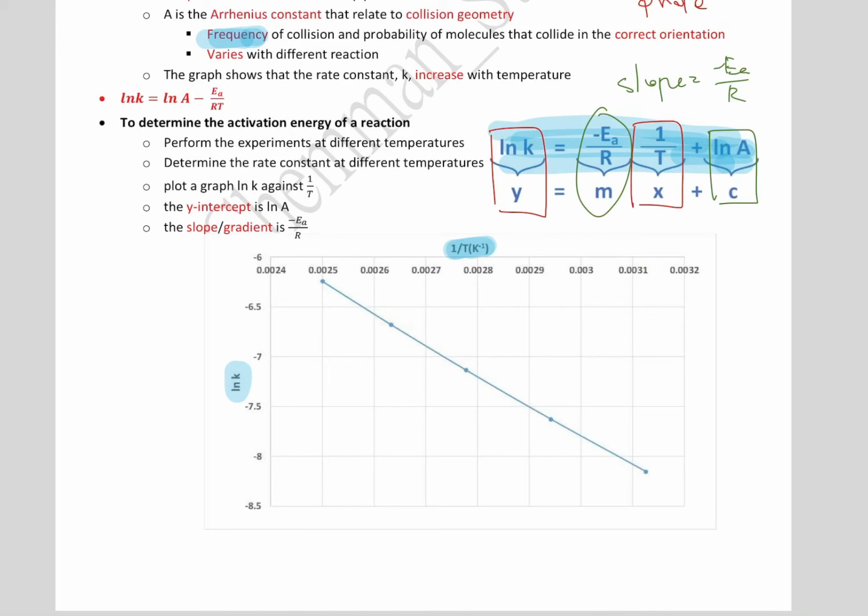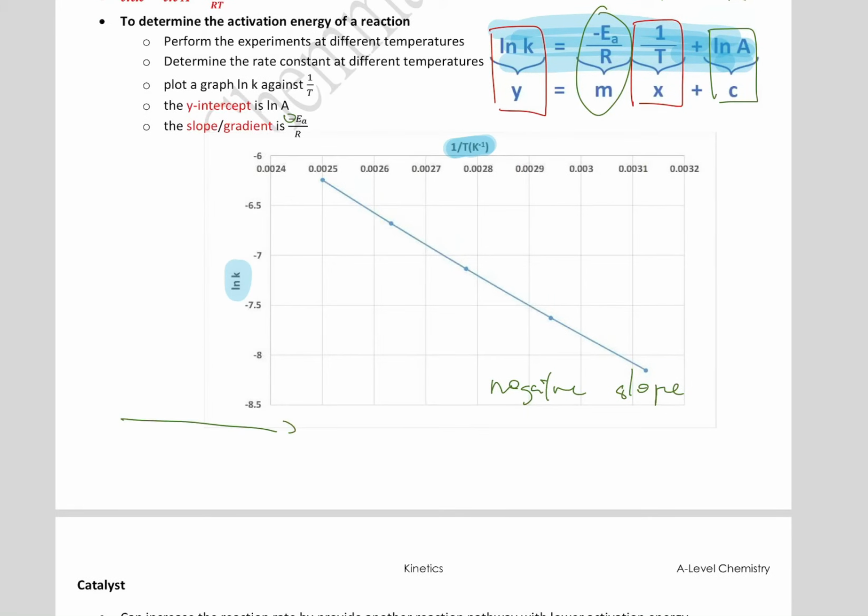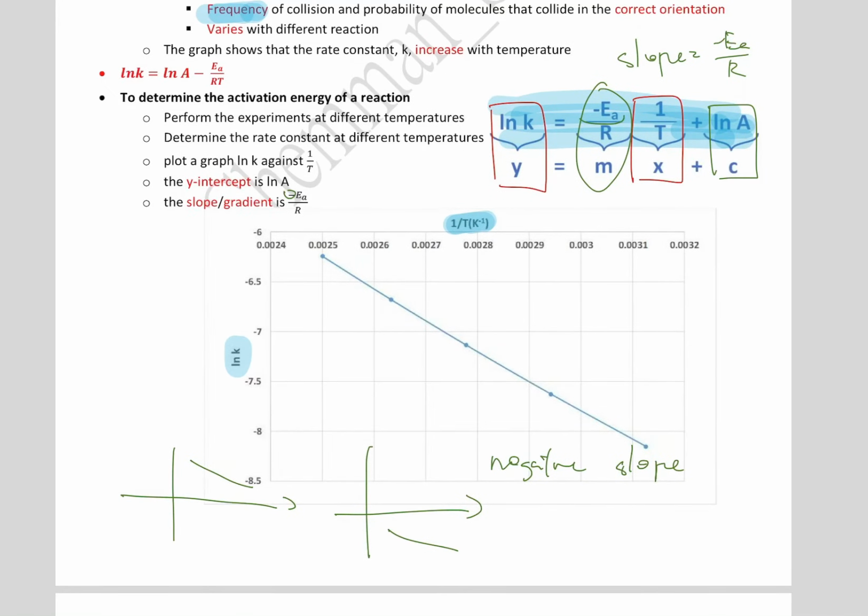Then you have a straight line graph, and this time it should have a negative slope all the time. The slope is -Ea over R, and the negative sign is included, so Ea is positive, R is 8.31, therefore the slope is always negative. You may have a graph like this, or maybe like this, but it's always downward sloping. Based on the graph, you can calculate 2 things: the activation energy and also the value of A.